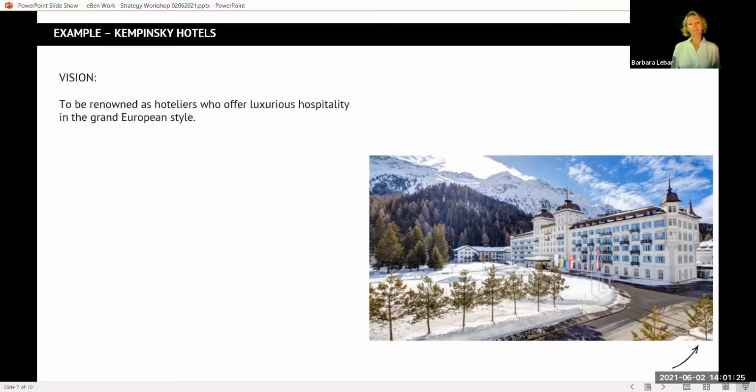What is their vision? They want to be known, offering luxury hospitality with a kind of European style. So they want to show this grand European style. That's their vision. This is what they communicate internally as well with their people. The way they behave, the way they serve may not always be the most fashionable, modern, progressive, because they want to keep this European flair, this grand old style. So tradition is probably going to be one of the key points for them.